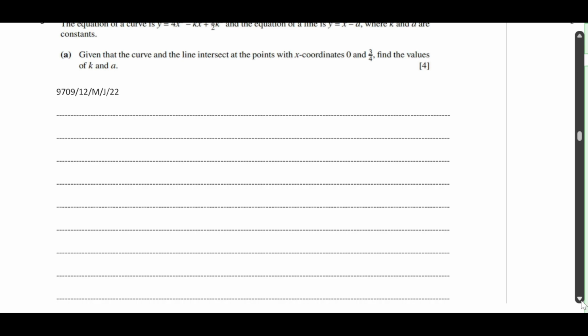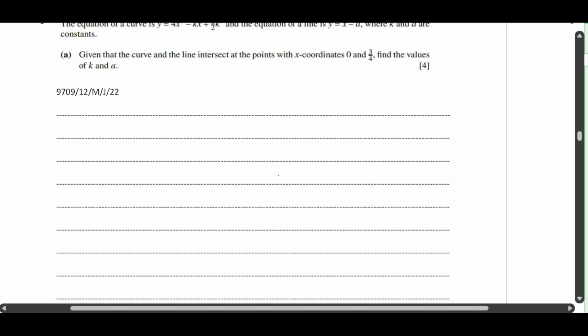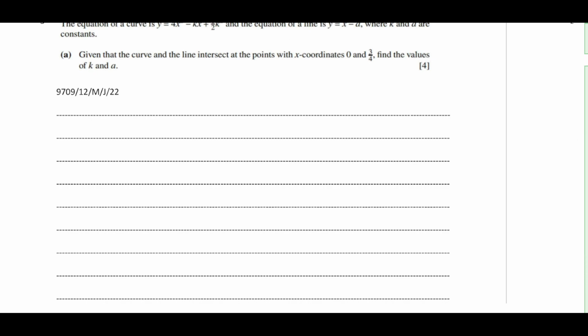Okay. The equation of the curve is y equals 4x square minus kx plus half k square, and the equation of a line is y equals x minus a, where k and a are constants. Given that the curve and the line intersect at points with x coordinates 0 and 3 by 4, find the values of k and a.